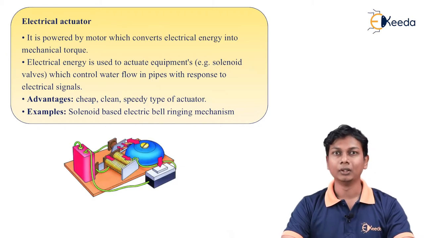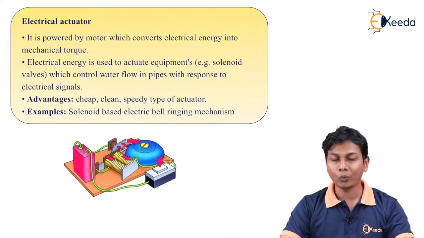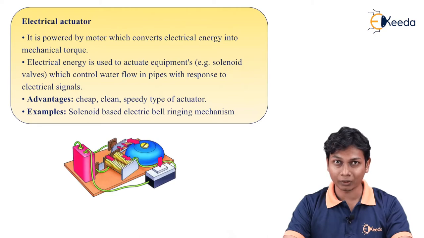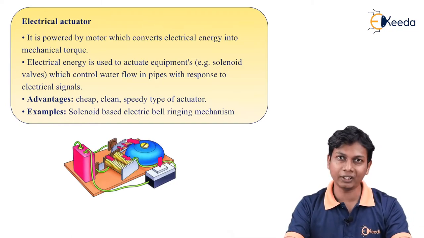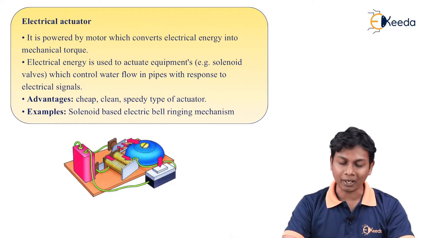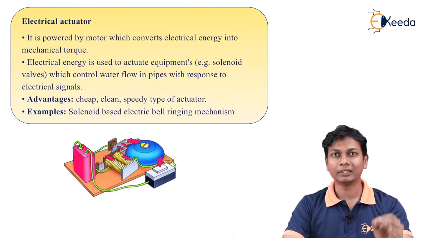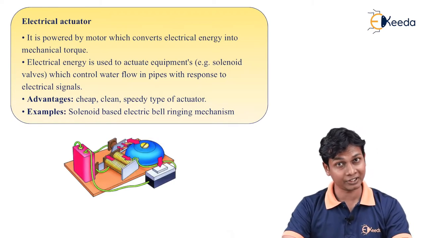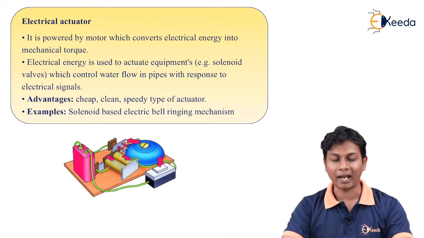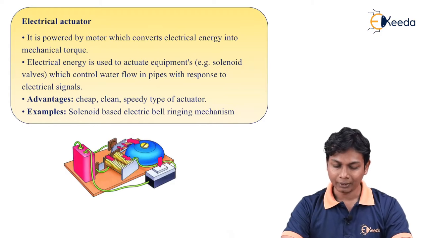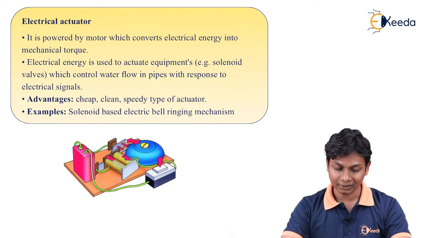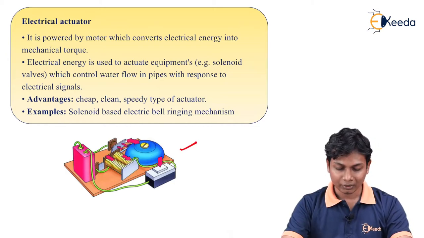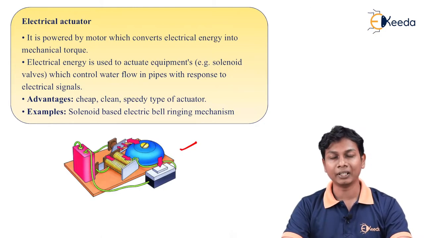So in industrial applications, liquid and solid handling is very important to fill a particular production plant. In a production plant, when a liquid is to be filled in various areas, the solenoid valve plays an important role, and this is a simple example of an electrical actuator controlled by an electrical signal. The advantages of this actuator are that it is very cheap, it can be easily cleaned, and its speed is very high. Now the example is a solenoid-based electrical bell ringing mechanism. Here is the electrical bell, and the solenoid is used for the electrical bell ringing system.